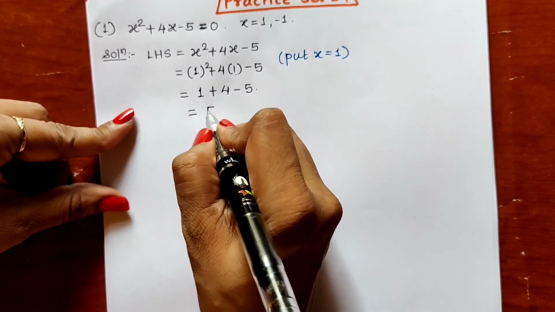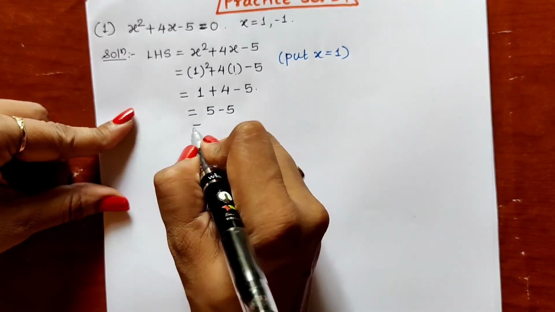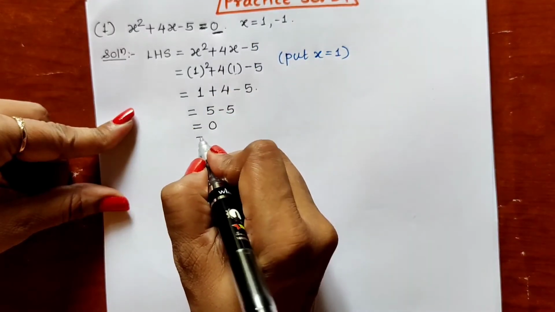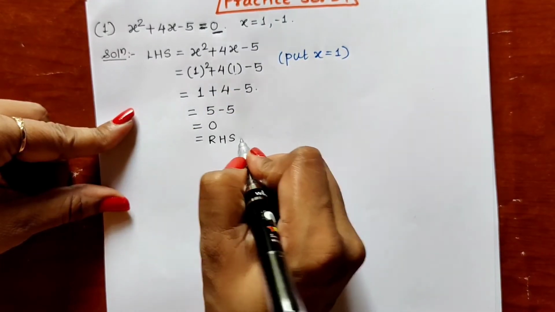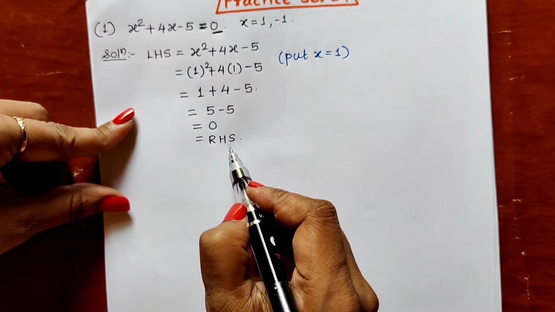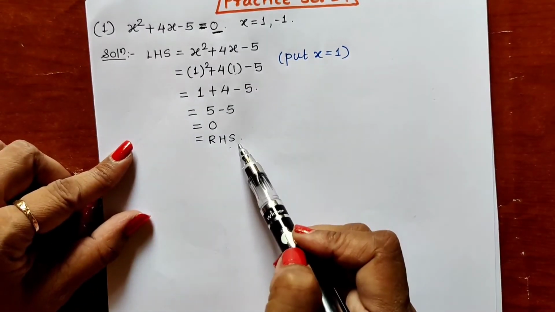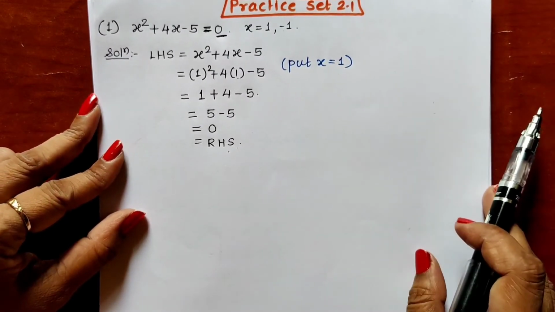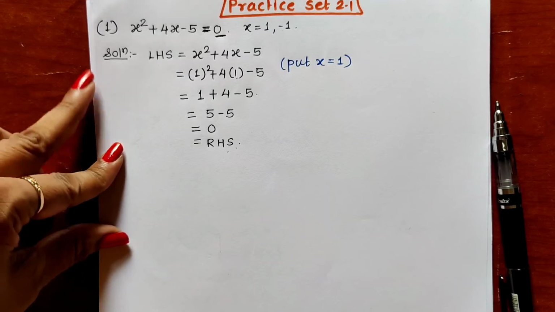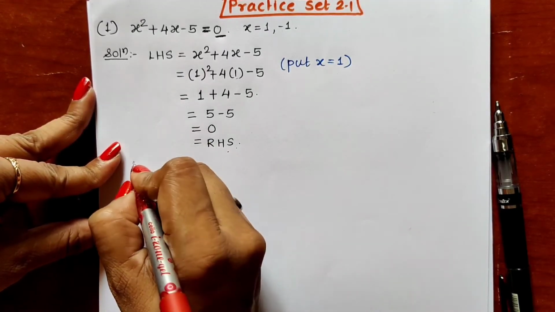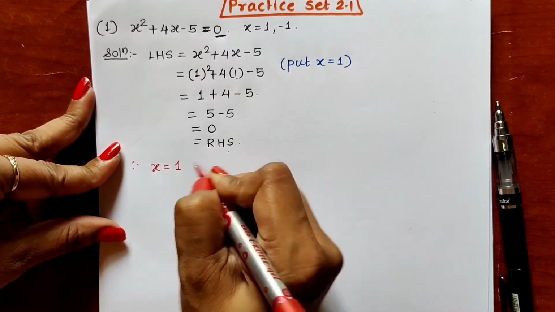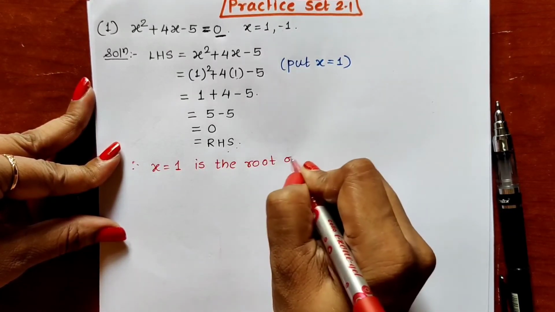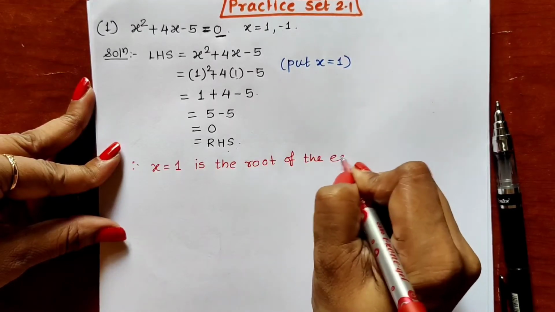1 plus 4 is 5, 5 minus 5 is 0, and 0 is the right hand side of the equation. That means it is equal to the right hand side. We are getting left hand side equal to right hand side, and when the left hand side is equal to the right hand side, this value of x is the root of the equation. Therefore x is equal to 1 is the root of the equation.